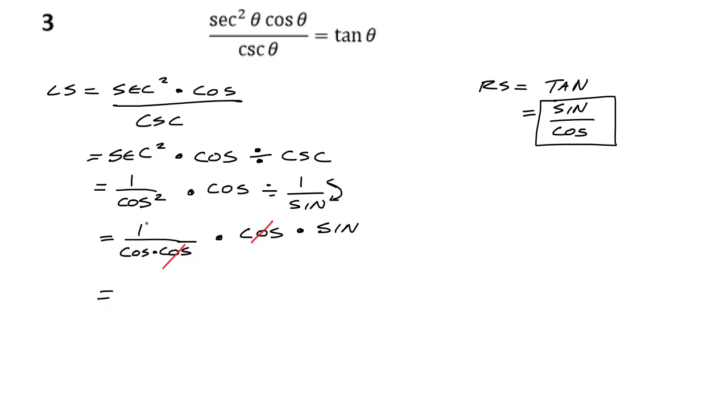What's left on our numerator? 1 times sine. That's all that's remaining up there. So we have sine on top. And on the bottom, all that's left is a single cos. So it's sine over cos. Look at our two sides match up.